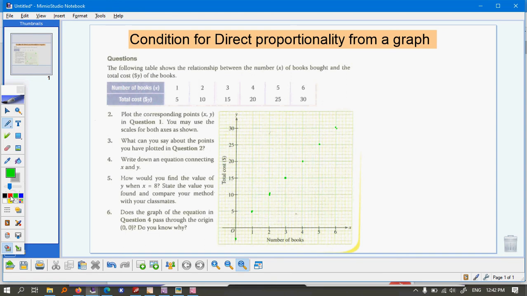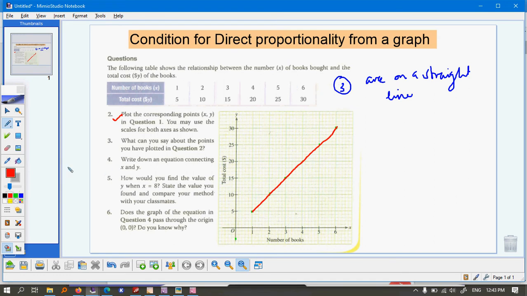When drawing a line, please use a ruler. I do not have a ruler in here yet, but I'm going to try and be as accurate as possible. So that is our graph that shows how x varies with y. So our second question: what can you say about the points you have plotted? One of the things we are going to notice is that these points are on a straight line. That's why we are able to join them together using a ruler.